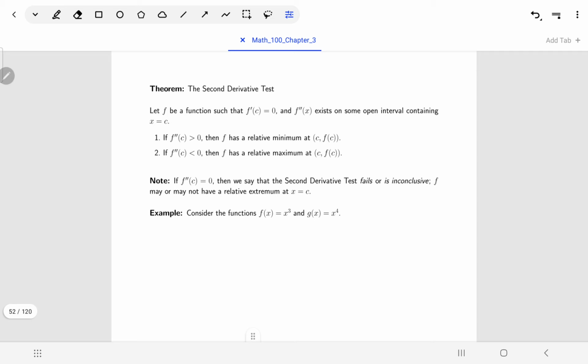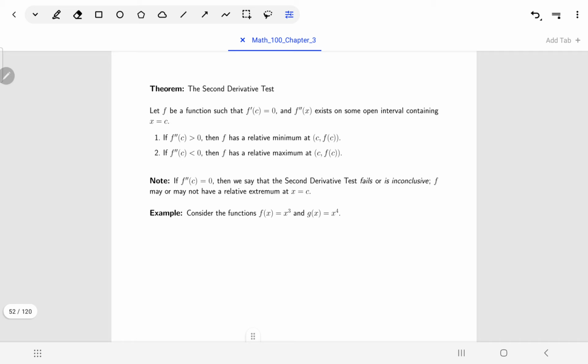So already quite a few side conditions. We have to have found ourselves a critical number. It has to be a critical number because the derivative is 0, not because the derivative is undefined. That's number one. Our second derivative also needs to exist. And then finally, if all of those conditions are being met, then we can check to see if we have a relative max or a relative minimum by looking at the second derivative. If our second derivative is positive, if we are concave upwards, then you've got a relative minimum at that point. And if you're concave downward, then you've got a relative maximum at that point.